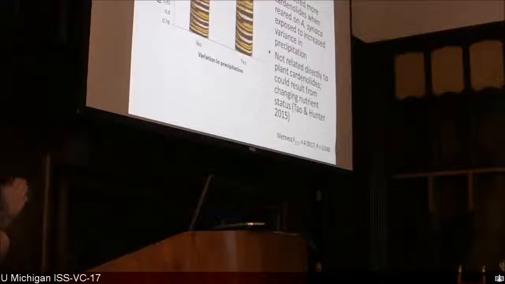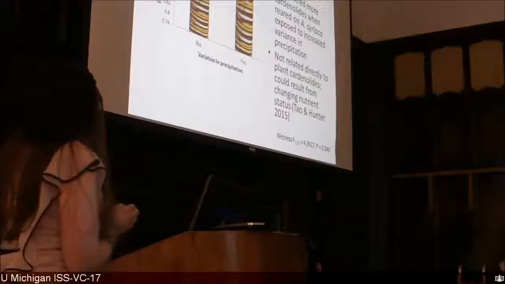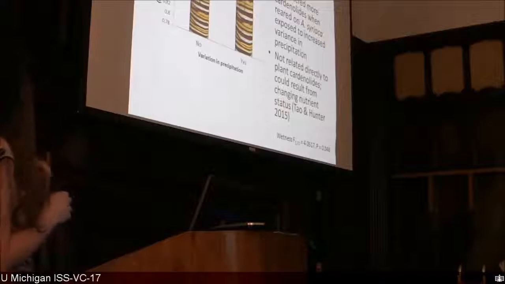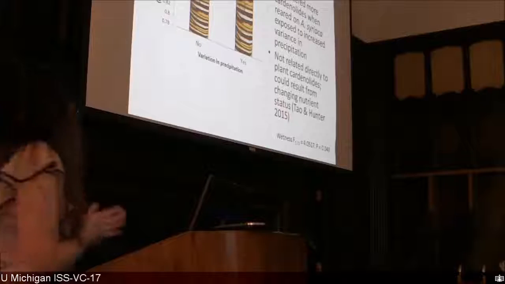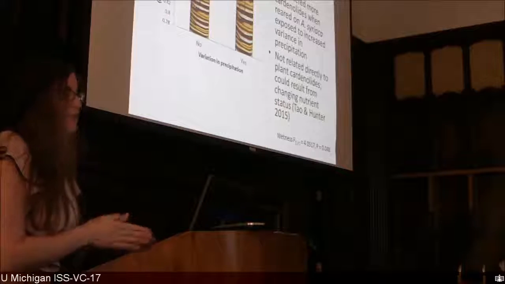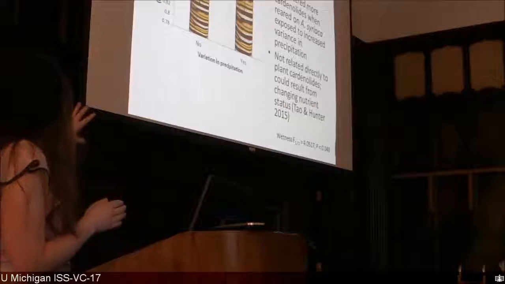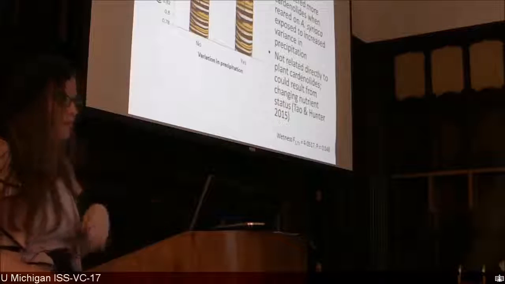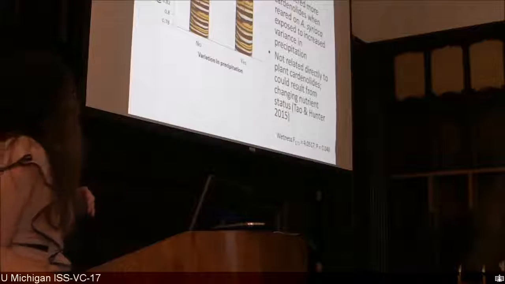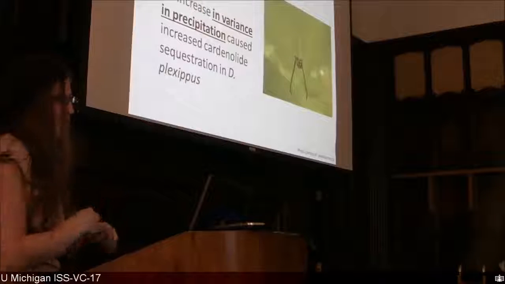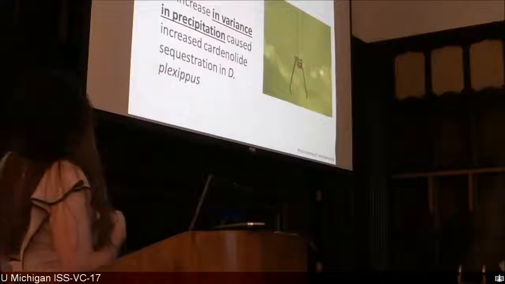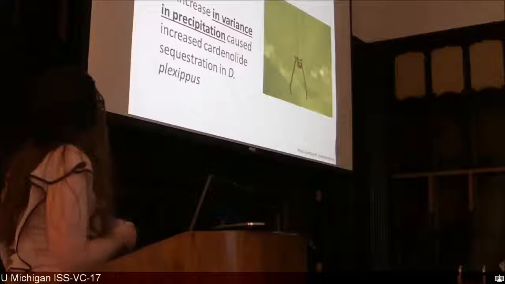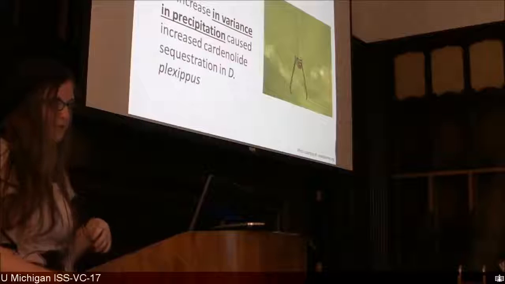so that could be what's causing lower growth rate in our caterpillars. And for cardenolide sequestration in our caterpillars, we see a difference in not mean precipitation, but variation in precipitation. They sequestered more cardenolides when reared on syriaca exposed to increased variance in precipitation. And we can't really find a reason for this yet, but it might not be directly related to plant cardenolides, but rather something about changing nutrient status. Okay, so in summary, an increase in average precipitation caused our caterpillar growth rates to slow, and an increase in variance in precipitation caused increased cardenolide sequestration.